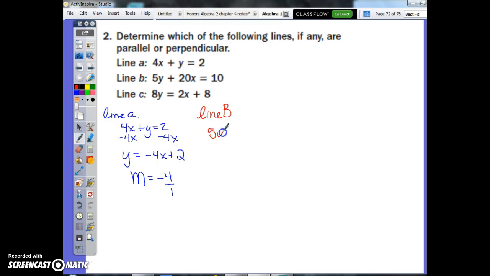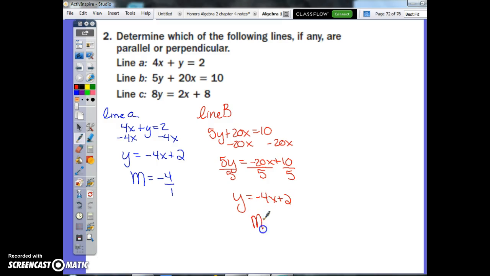We have 5y plus 20x equals 10. And subtract 20x. So 5y will equal negative 20x plus 10. Divide by 5 everywhere. And y will equal a negative 4x plus 2. Here your m is a negative 4.